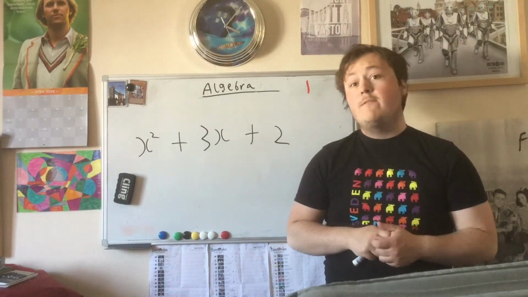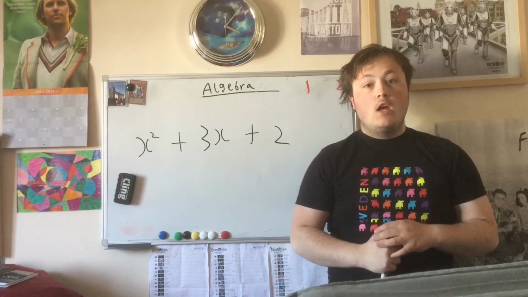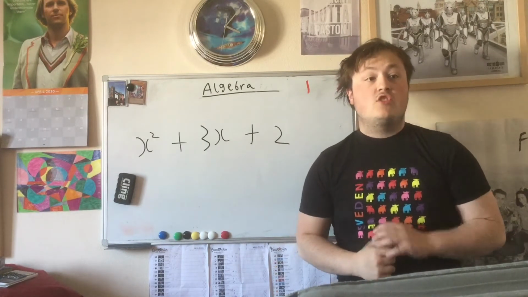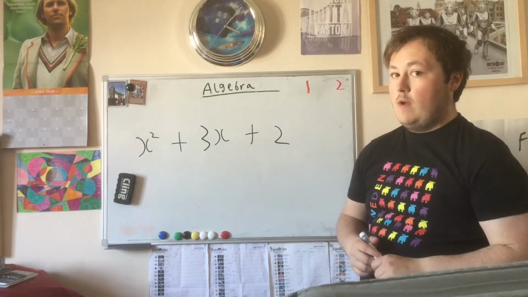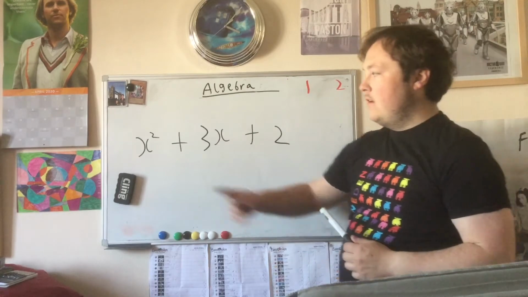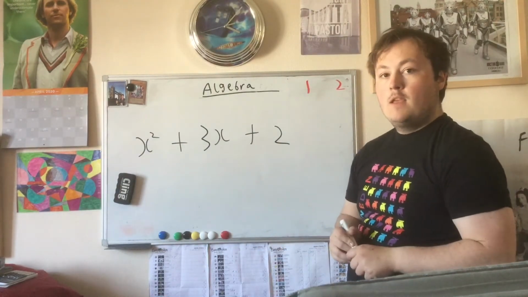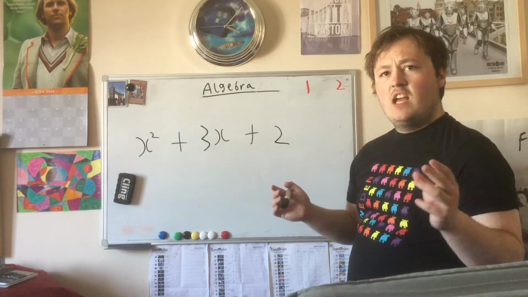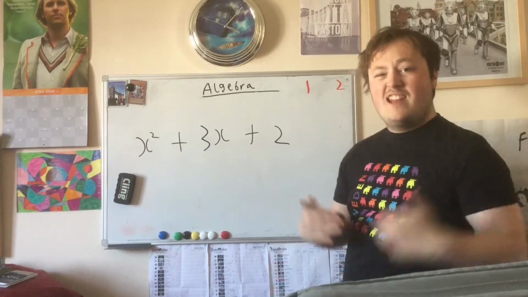Now, how do we factorise this problem here? Now, it's very similar to what I've just shown you. Firstly, we look at our x squared. Are there any numbers in front of that x squared? No. And because of that, we're just timesing an x and an x together. We're not timesing a 2x, a 3x. We're just timesing an x and an x together.